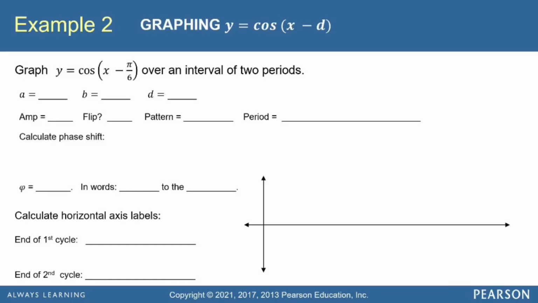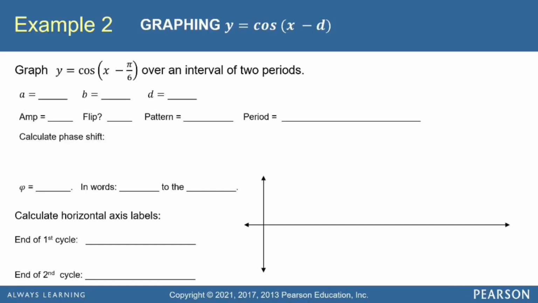So here in example 2, it says graph y equals the cosine of parentheses x minus pi over 6 over an interval of 2 periods. Now we're going to approach all the functions in this section the same way we did the functions in the previous section. First, we pull out the numbers that are given to us in the function, and then we figure out what effect those numbers are having on the graph. And then, last of all, we graph and we make sure that we label our axes.